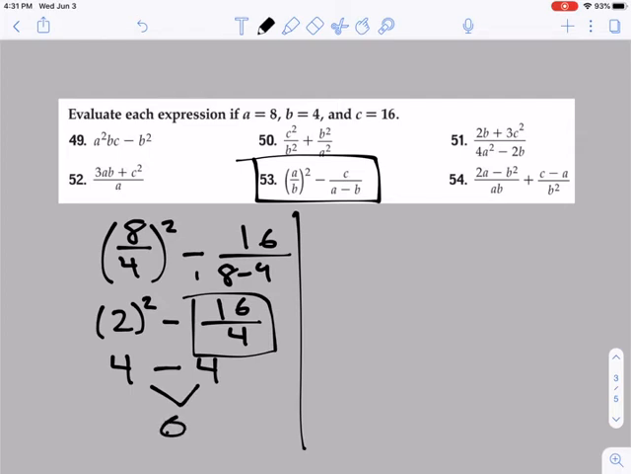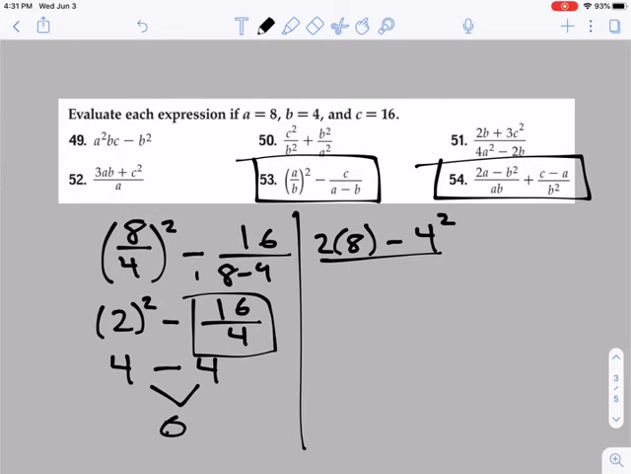So I think we have time to do one more. Let's do 54. I think 54 will be fun. So we have 2 times a, which is 8, minus b squared, which is 4 squared, and I'll just let it hang like that this time. a b means a times b. So a times b would be 8 times 4. We'll write it like that.